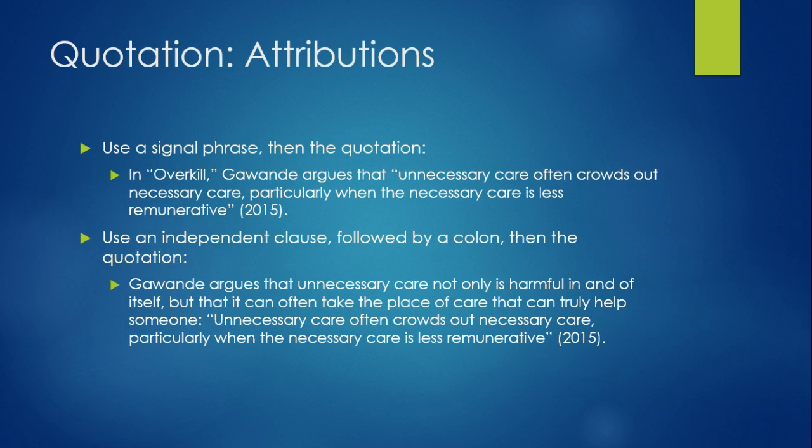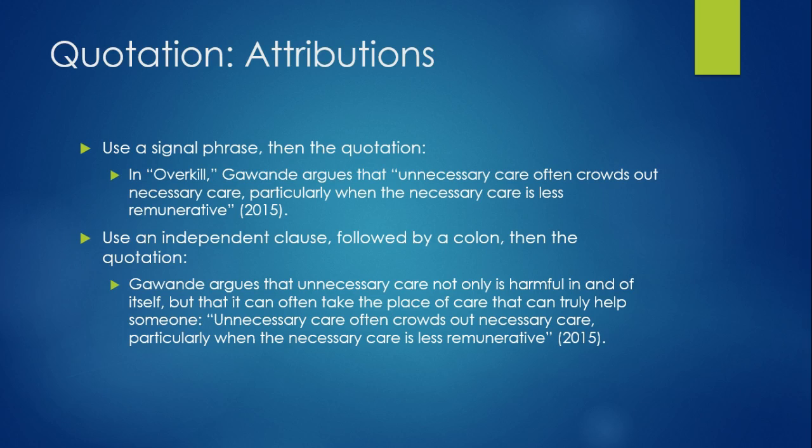A second option for integrating quotations into your own sentences would look like this. In this example, you're using what's called an independent clause. Note that the first part of the sentence before the quotation could stand on its own as a sentence. It has a subject and a verb. So it is an independent clause followed by a colon, not a semicolon, but a colon, then the quotation.